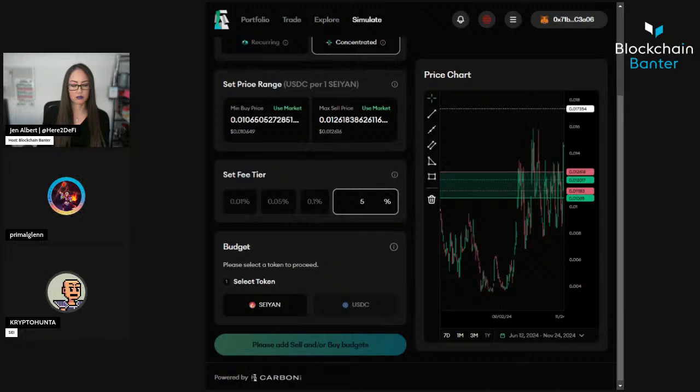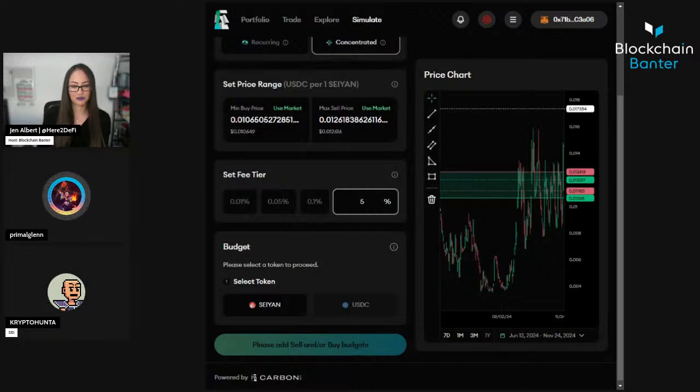So a quick one, Glenn. What happens when you're out of range? Do you add more tokens? Supposing it was between the Seiyan pair, would you now have to end the trade and open up another one? Or is it possible to maybe top up your Seiyan side? Like how do you play around when you're out of range?